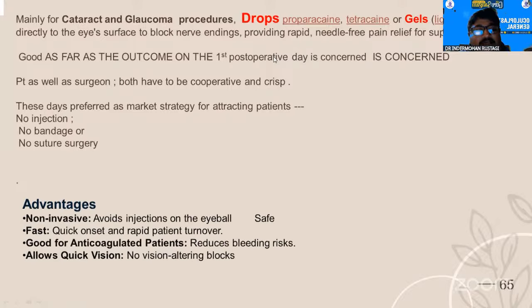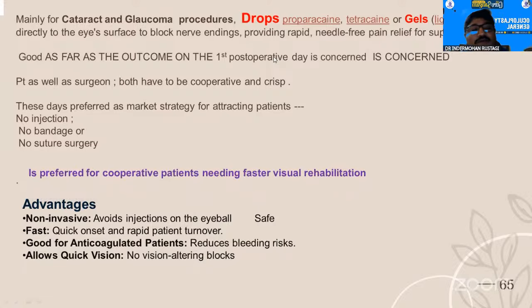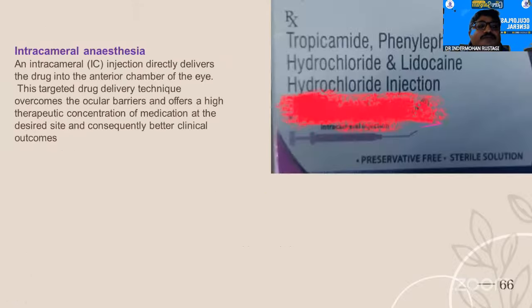The advantages: it is non-invasive, it is very fast, it acts quickly, and it is good for patients who are on anticoagulation medicine. Of course, it allows quick vision. Most of the time the patient comes out of the theater with goggles on saying, I can see clearly. There are so many videos on the media where you can see the patient looking around just an hour after surgery. So it is preferred for the cooperative patient who needs faster visual rehabilitation.